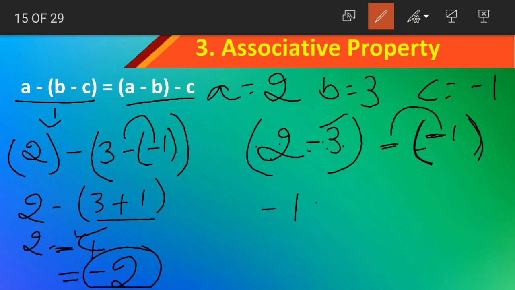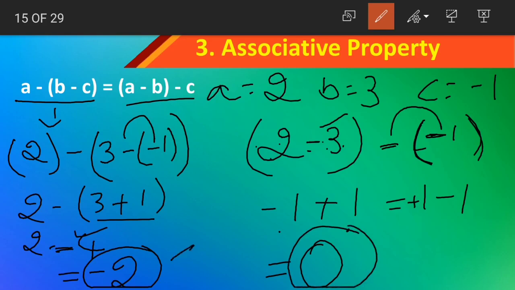Moving on, minus into minus becomes plus. Then we have the number 1. What is minus 1 plus 1? Or if we write it, minus 1 plus 1. When we have a negative 1 and a positive 1, what is the answer? 1 minus 1 is equal to 0.